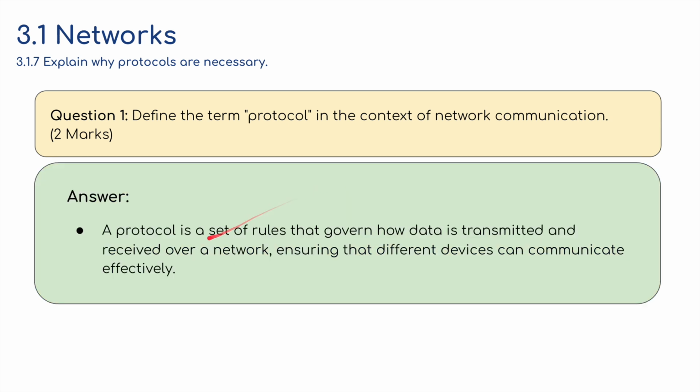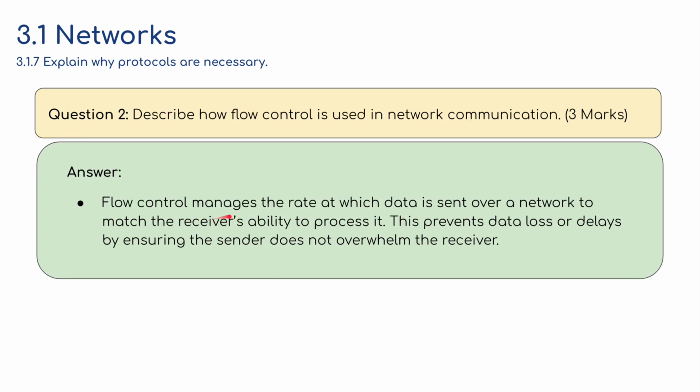So answer 1. A protocol is a set of rules that govern how data is transmitted and received over a network, ensuring that different devices can communicate effectively with each other. Flow control manages the rate at which data is sent over a network to match the receiver's ability to process it. This prevents data loss or delays by ensuring the sender does not overwhelm the receiver.